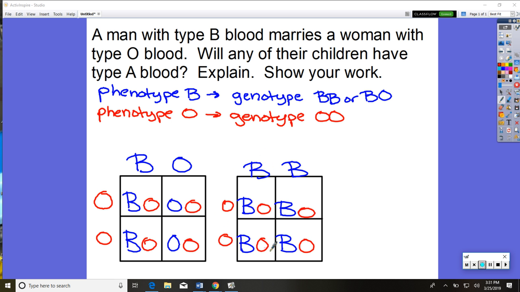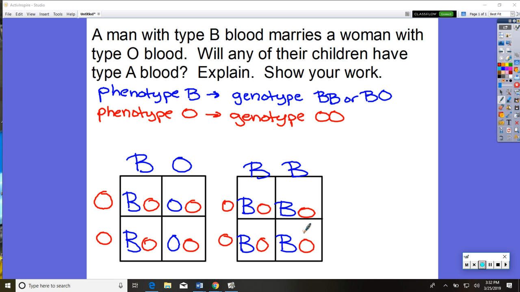And now we'll look at the results of this Punnett square. So this time, again, none of their children could possibly be type A blood. There are no letter A's anywhere in this Punnett square. If the A was present, it would be codominant with B. So it would not be covered up by B, nor would it cover up B. It would sit alongside of B, and you would have both alleles, and we know that when you have both alleles present, that is codominance.